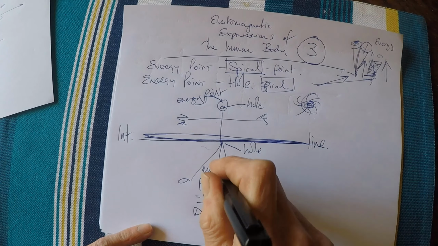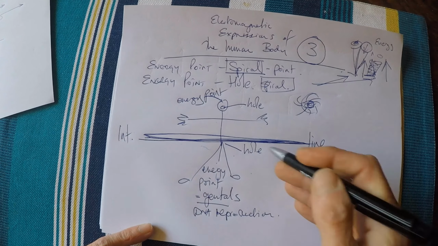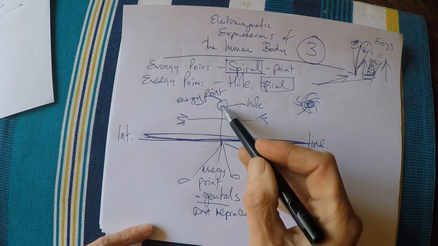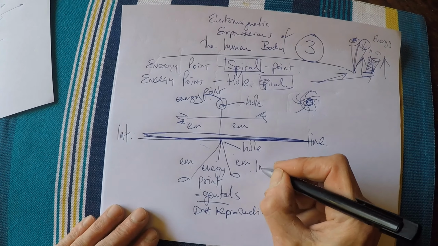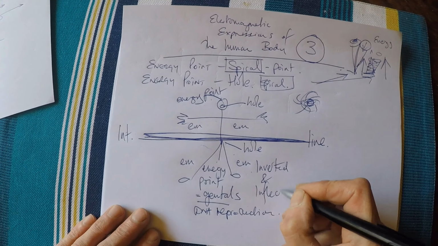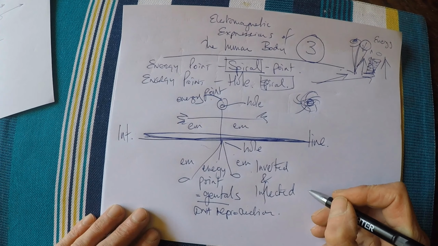So you have an energy point down here, which is your reproductive cycle. You have a hole down here, that's for excrement. You have a hole up here for taking matter and energy in, and we have an energy point up here. Here we have an EM expression, an EM expression, and an EM expression. These are a replication of arms, or legs are a replication of arms, but they are inverted and inflected, which means they're also, are they at 90 degrees?